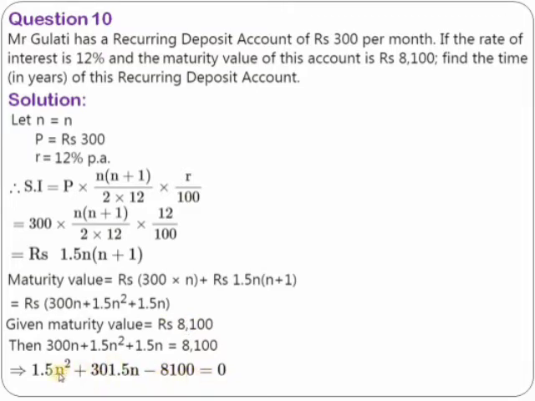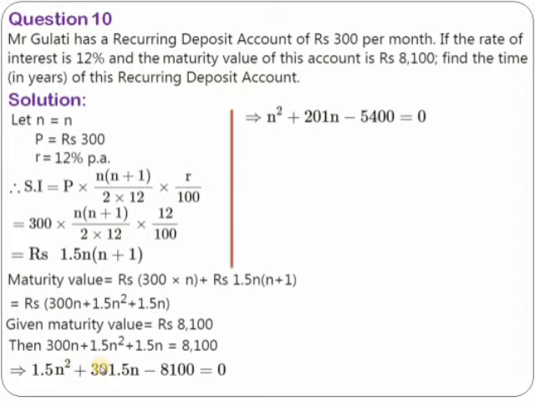Now this is your quadratic equation, which you have not seen in your class 10 as of now. This chapter comes later, but you know how to factorize this. Before factorizing this, we will divide both the left hand side and right hand side by 1.5. I'm not showing you the division part. When you divide 1.5 by 1.5, you get 1, so we have just n square in front.